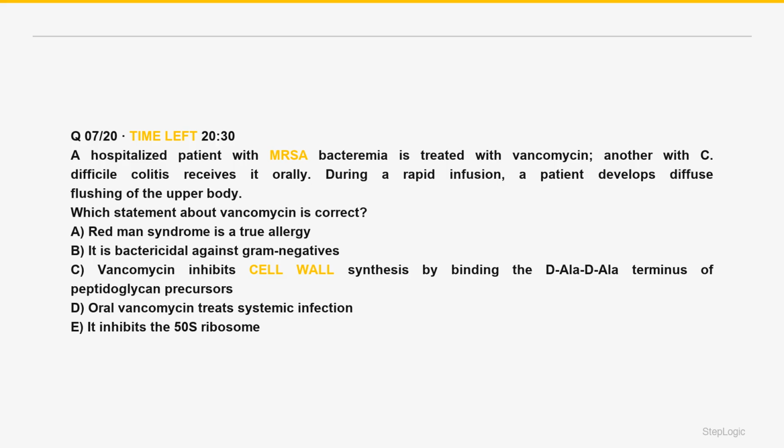Which statement about vancomycin is correct? A hospitalized patient with MRSA bacteremia is treated with vancomycin, another with C. difficile colitis receives it orally. During a rapid infusion, a patient develops diffuse flushing of the upper body. Read the command: which vancomycin statement is correct? Inhibits cell wall, binds D-Ala-D-Ala, MRSA plus oral for C. diff, red man syndrome, histamine, rapid infusion, resistance D-Ala-D-Lac.